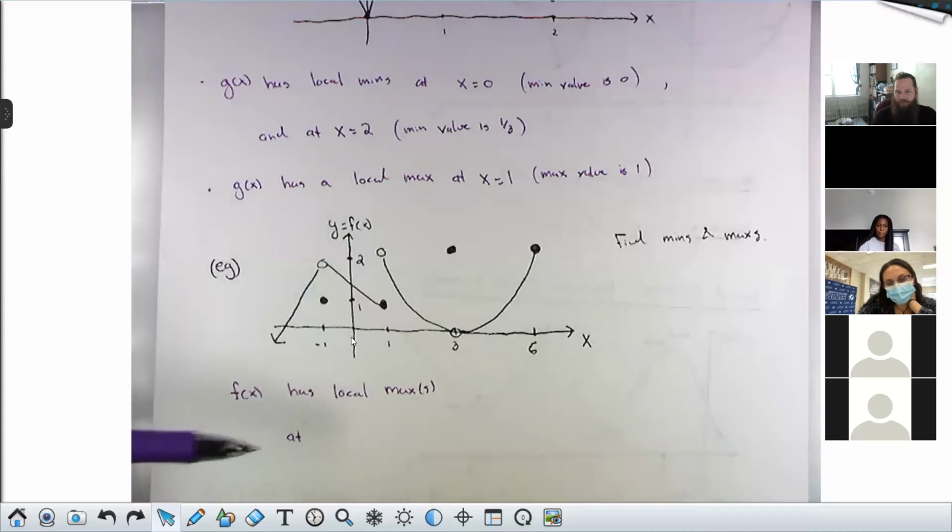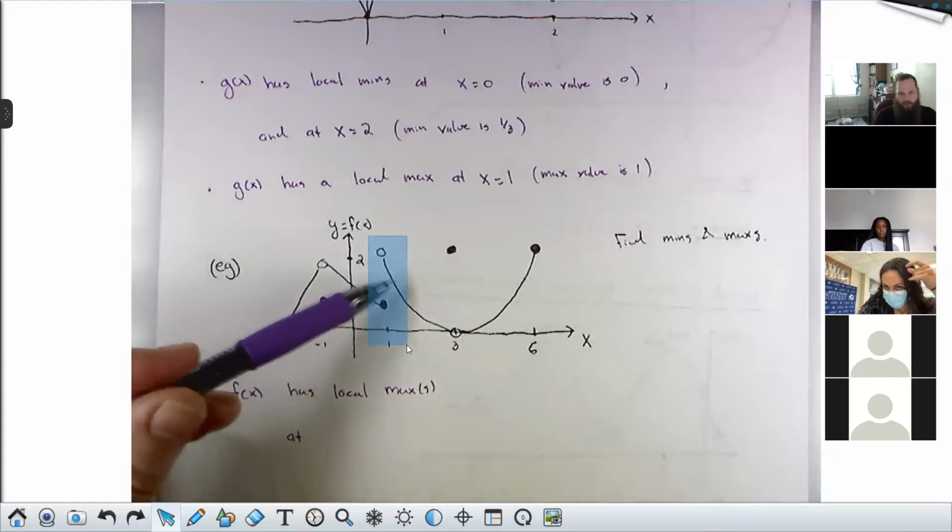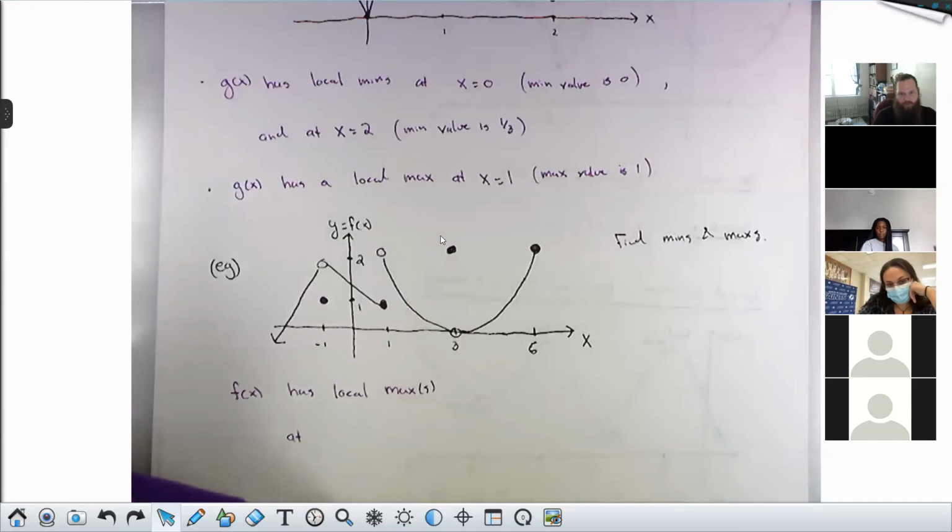Let's look at the other interesting points in the same way. Something funny going on here, right? The actual point on the graph at x equals 1 is right here. Is this the tallest point anywhere in this window? No, there's all this stuff over here, which is taller. So that's not a max.